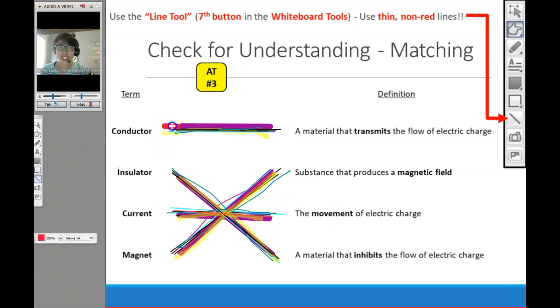All right, so conductor, yes, this is a material that transmits the flow of electric charge. Exactly. An insulator is a material that inhibits or stops the flow of electric charge. Current is the movement of electric charge in general, right? And magnet is a substance that produces a magnetic field. Excellent. This is number 3 in your ticket.